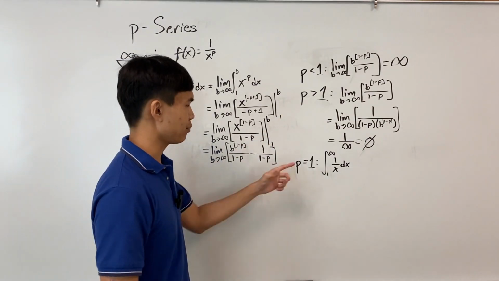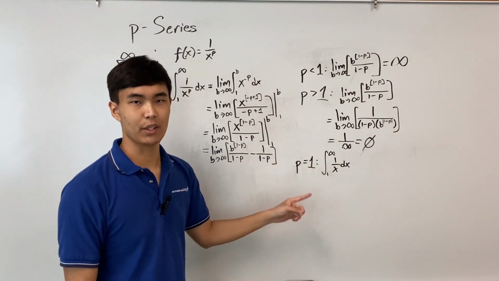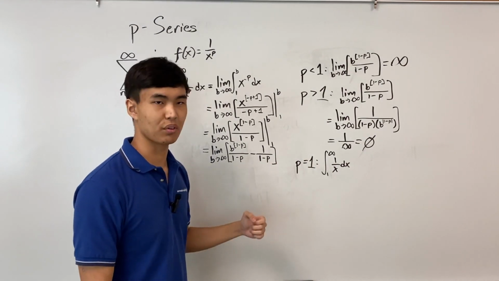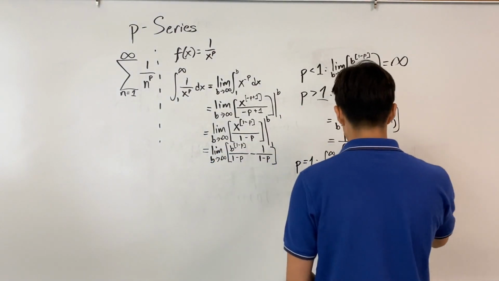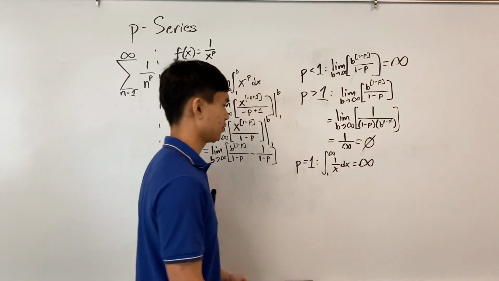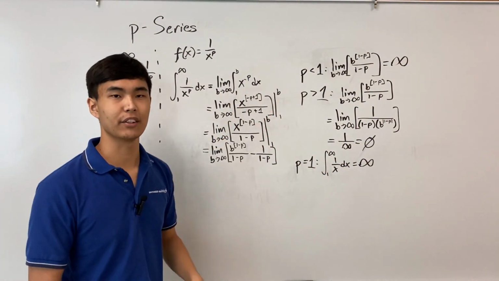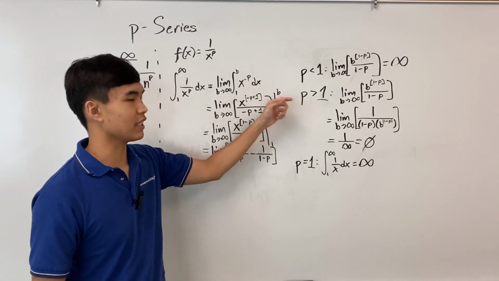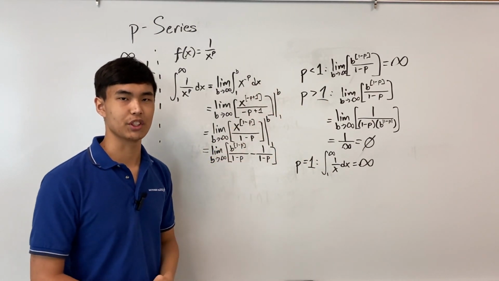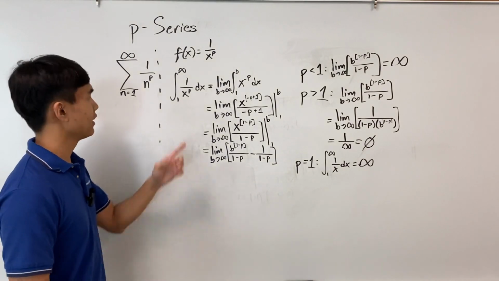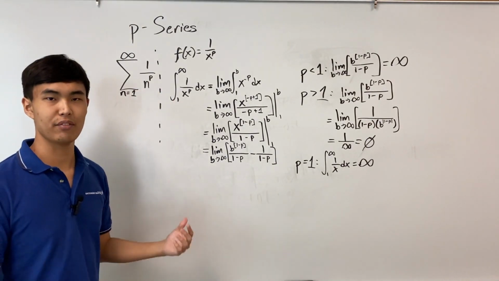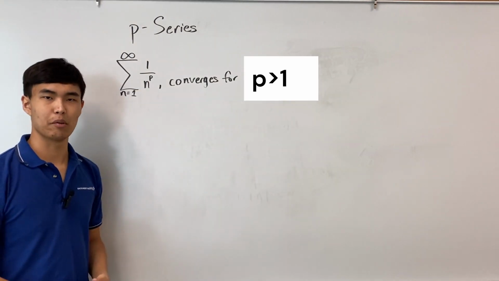And lastly, if p equals 1, then we have to evaluate the integral from 1 to infinity of 1 over x dx, which we know is infinity. So from this analysis, we can see that when p is less than or equal to 1, the integral diverges. But when p is greater than 1, the integral converges. So by the integral test, this series must have the same behavior. That's how you determine the convergence of a p-series.